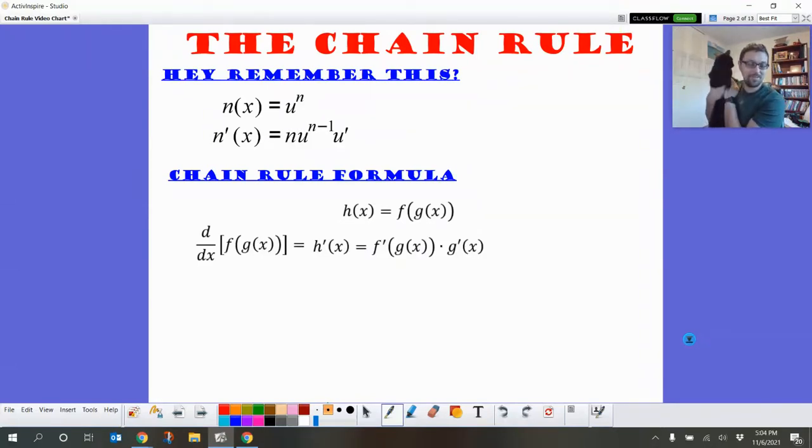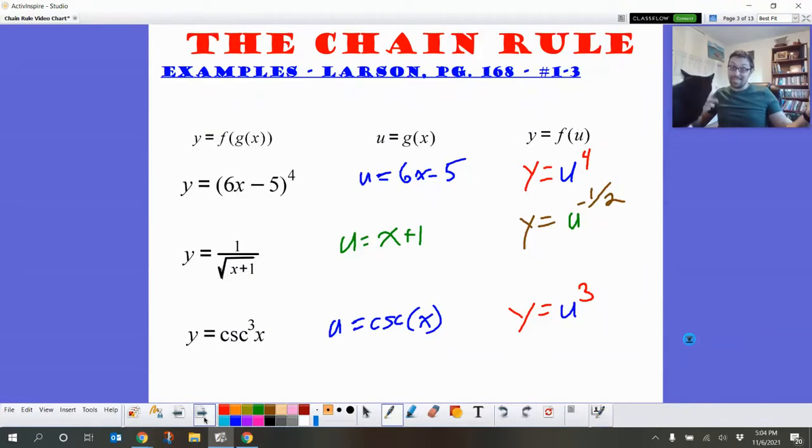Hi, welcome to the chain rule. The chain rule is great when you've got one function put inside of another one. The idea is you want to do the derivative of the outside and then multiply that by the derivative of the inside. But it's tricky to figure out what's on the inside and what's on the outside.